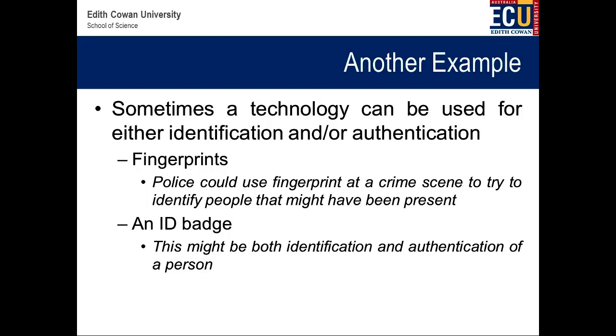Another common example of authentication is fingerprints. Police normally use this mechanism to authenticate a person. If someone has committed some crime, when the police go there they capture the fingerprints, and if they have the information in their database, they can prove that this was the person who actually committed the crime.